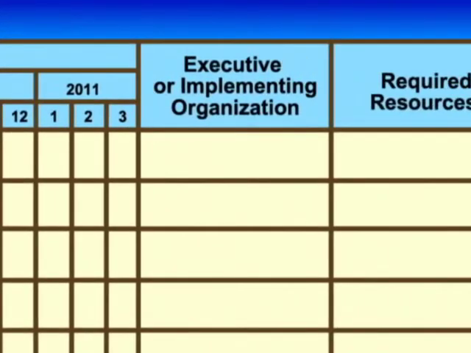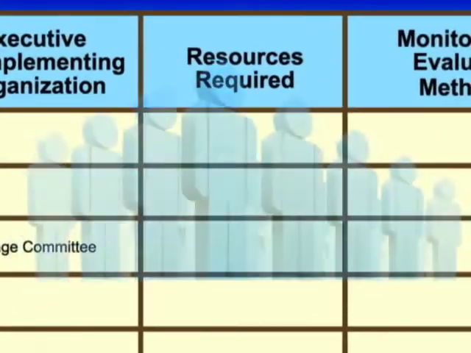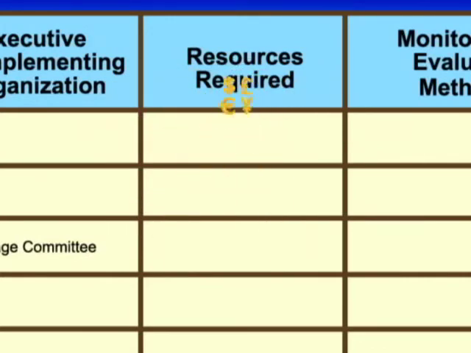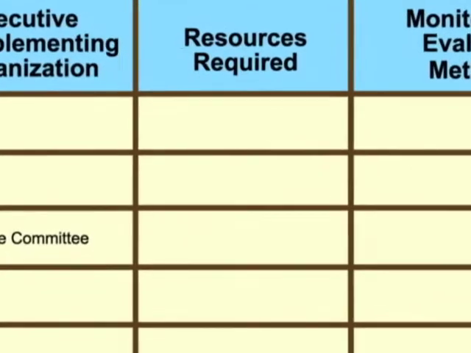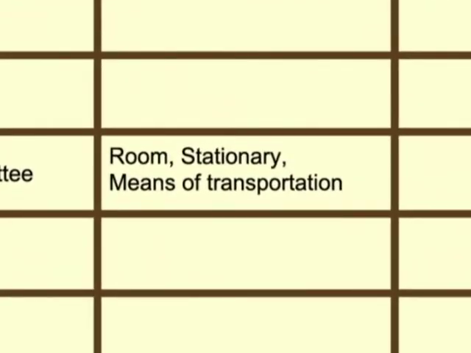The next item, executive or implementation organization, should have names of organizations. For this example, this might be the village committee. Resource required should include human resources, equipment, other funding, which are necessary for implementation. Here, let us state things necessary for holding a meeting, such as room, stationery, and means of transportation.